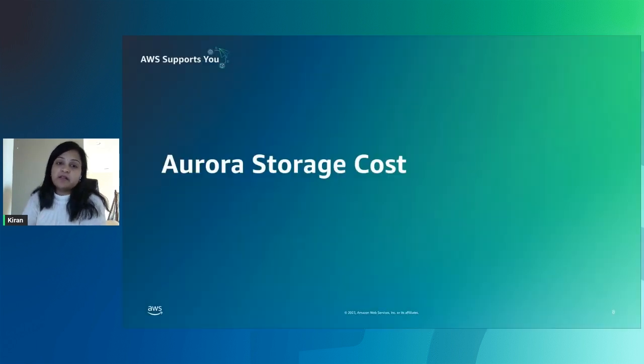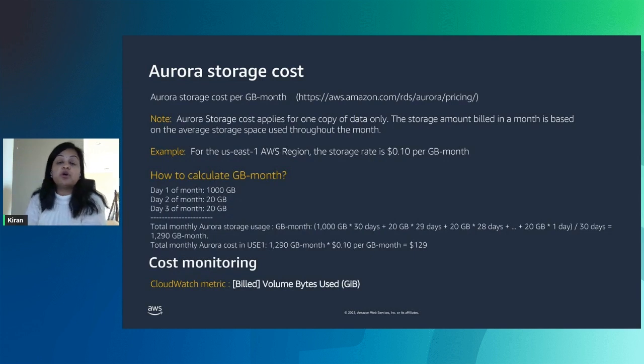Now let us understand the various ways that we can monitor and track based upon the storage. For the storage, it is always important to note that storage is billed per GB per month. It is always charged at a prorated rate.